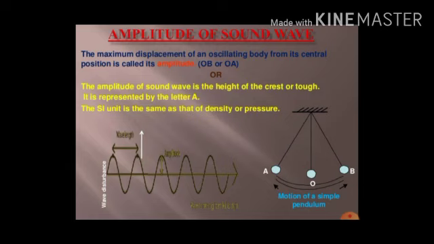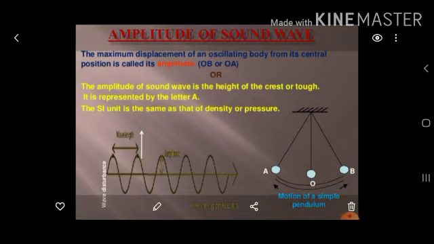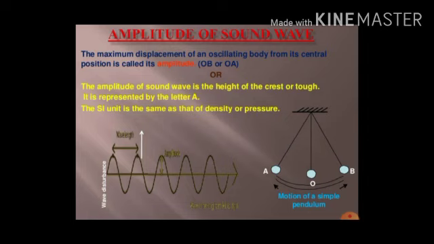And the last one is wavelength. Wavelength is the length of the wave. If you take one crest and one trough, that is a complete wave. So the length of that wave is called the wavelength.